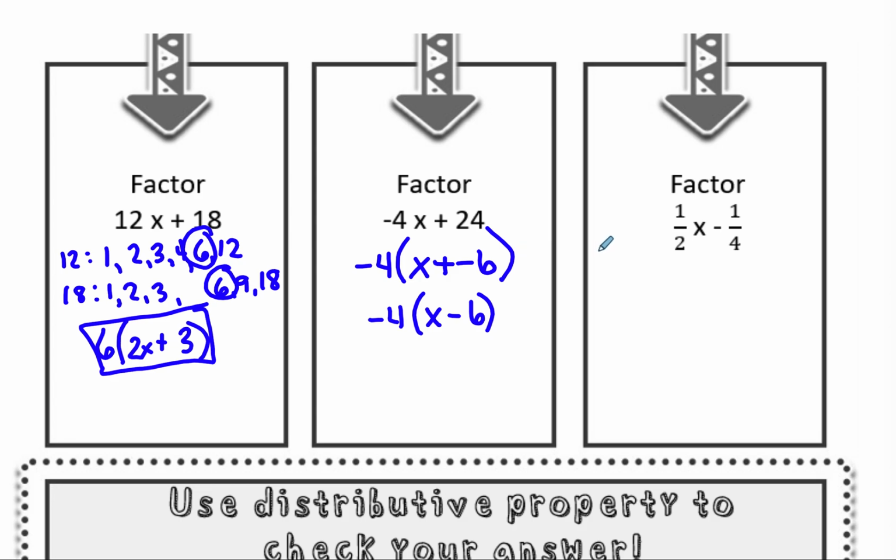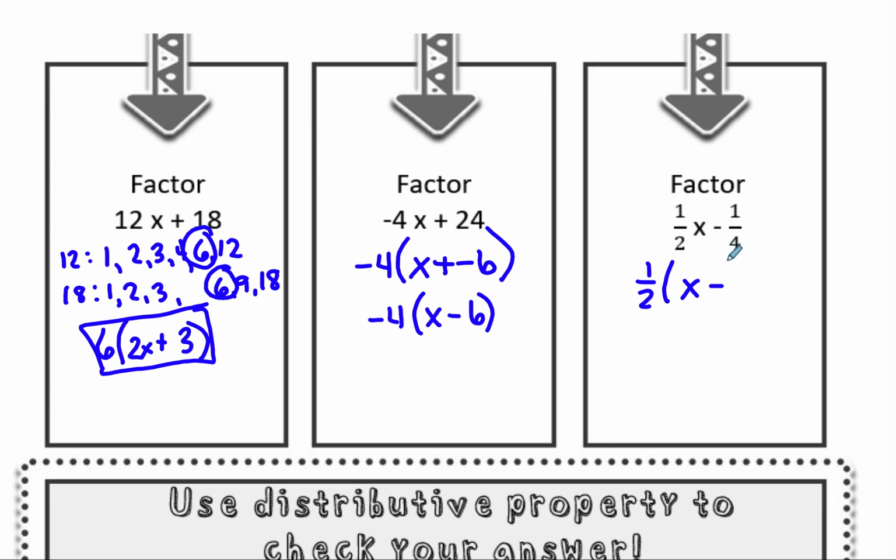All right, and the last one. Here, when you have fraction ones, the directions won't say find the greatest common factor. The directions will say to factor the coefficient. So the coefficient here is 1/2. That's what's going to go on the outside of our parentheses, 1/2. Then we divide each one of these things by 1/2 to figure out what goes on the inside. So 1/2 x divided by 1/2 is x. Anything divided by itself equals 1. I'm going to move that minus sign down.